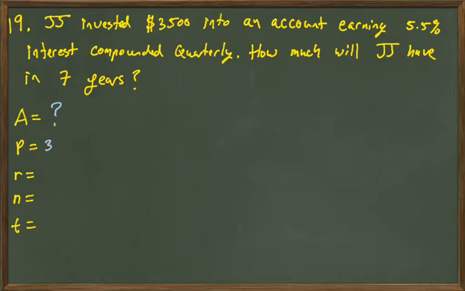His present value is he's investing $3,500. The interest rate is 5.5%, so that means 5.5 per 100. So that is 0.055.